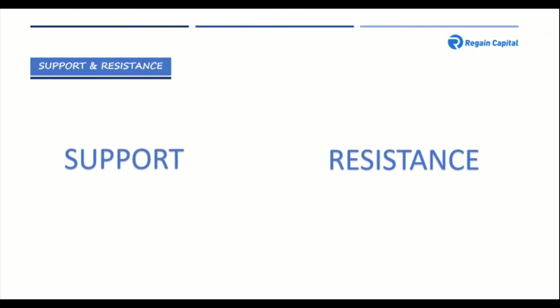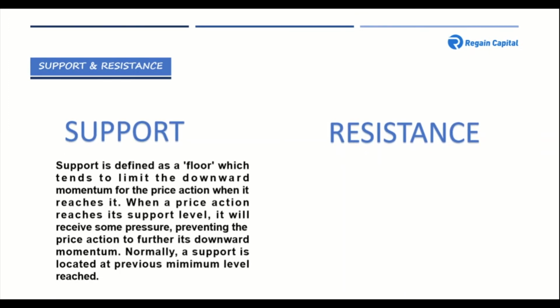The concepts of support and resistance are key pieces for technical analysis in the financial markets. Support can be defined as a floor which tends to limit the downward momentum of the price action when it reaches it. When a price action reaches a support level, it will receive some sort of pressure which prevents the price action from furthering its downward momentum. Normally, a support is located at the previous minimum level reached.